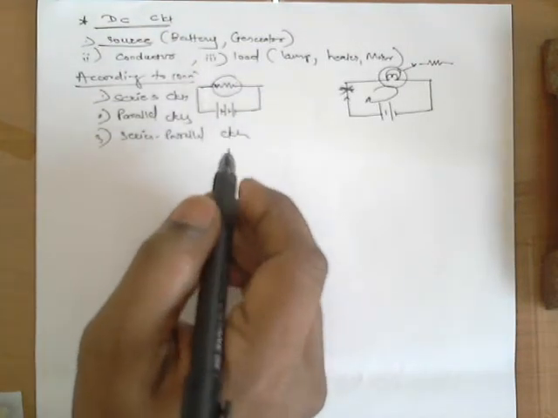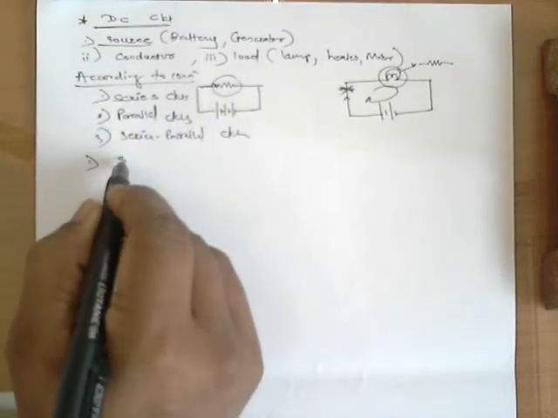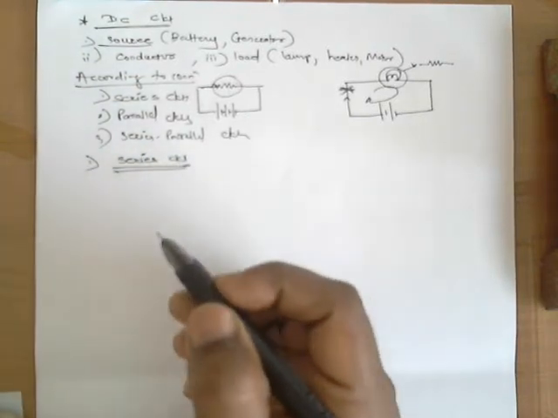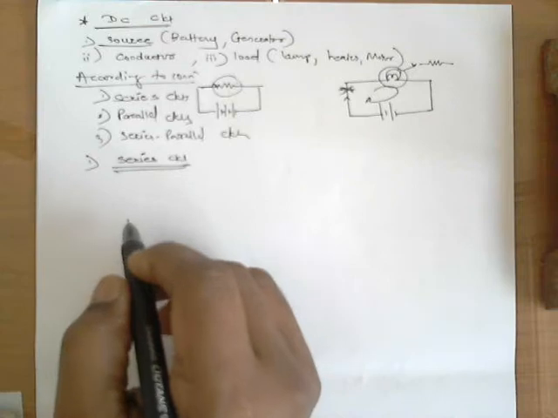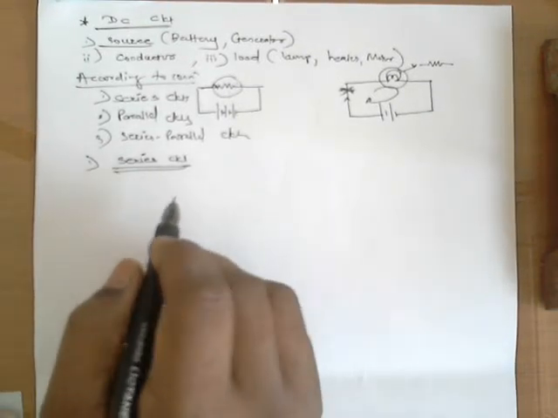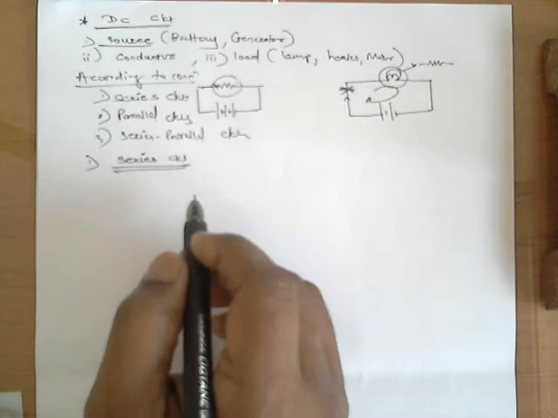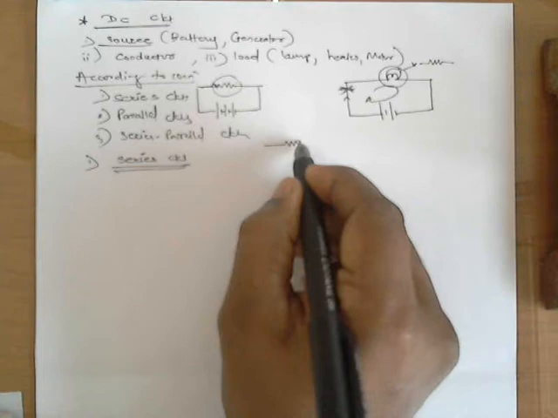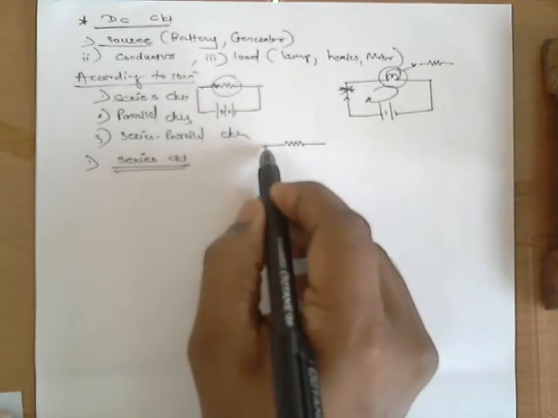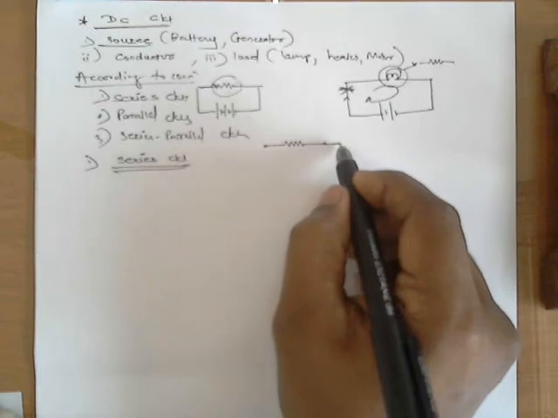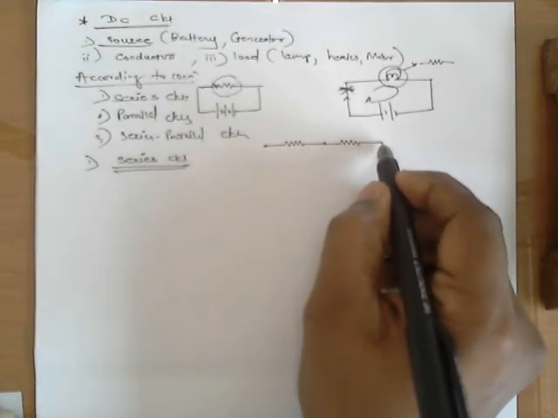Now what is a series circuit? First of all, we will see the series circuit. What is a series circuit? A circuit in which resistances are connected end to end. The end point of one resistance is connected to the start point of another resistance. This is one resistance, this is the starting point, this is the end point. The end point of one resistance is connected to the starting point of another resistance.